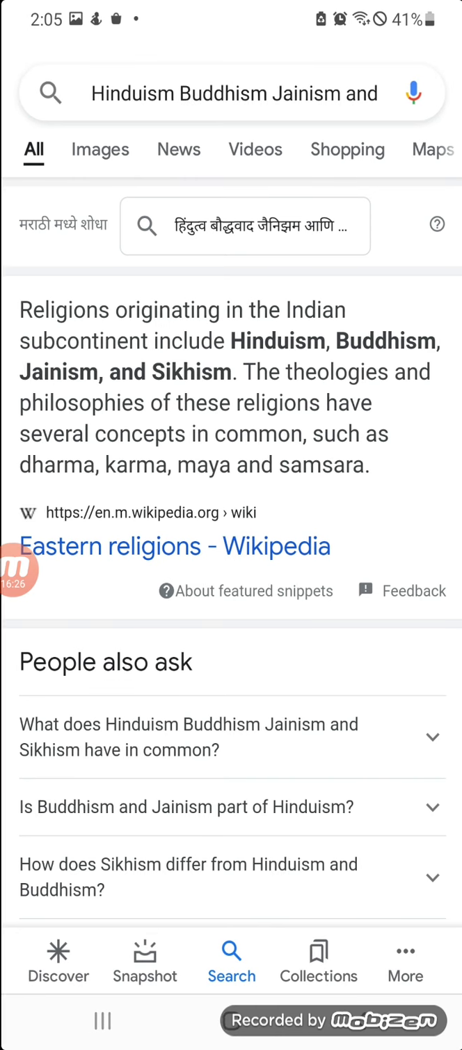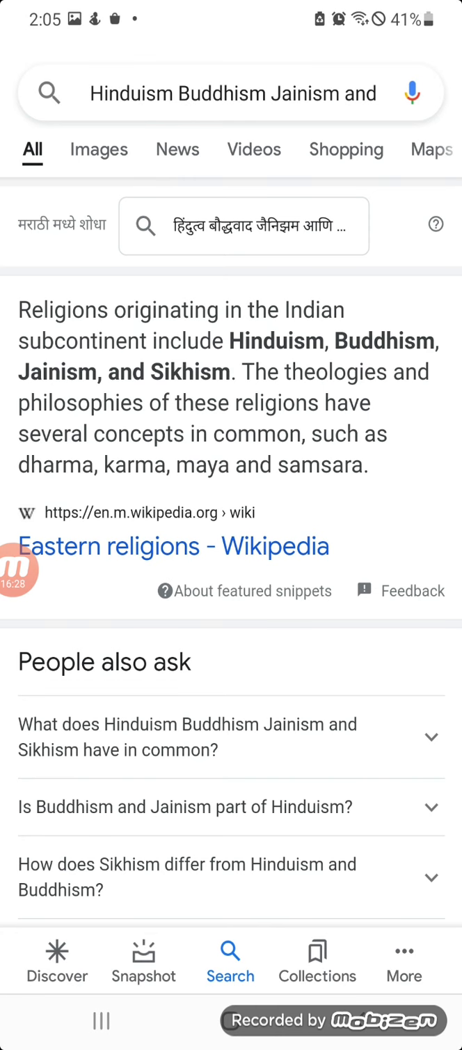This is what Google says. Religions originating in the Indian subcontinent include Hinduism, Buddhism, Jainism, and Sikhism. The four religions exist here. Theologies and philosophies of these religions have several concepts in common, such as dharma, karma, maya, and samsara. Actually common, man.